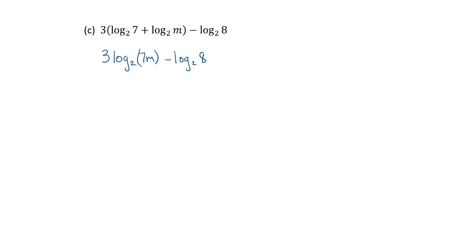Now, 3 times the log base 2 of 7m is going to be the log base 2 of 7m cubed, minus my log base 2 of 8, which is actually 3. So we can leave it right here, and that would be our final combined logarithm.